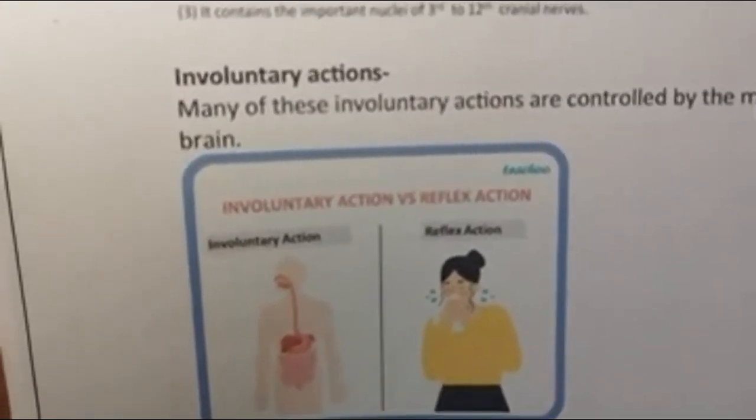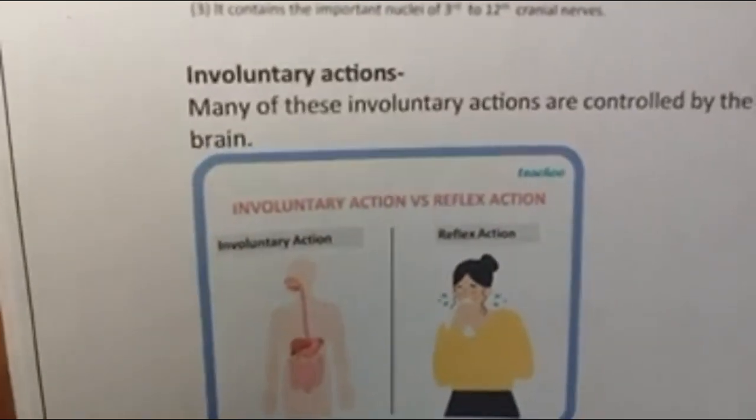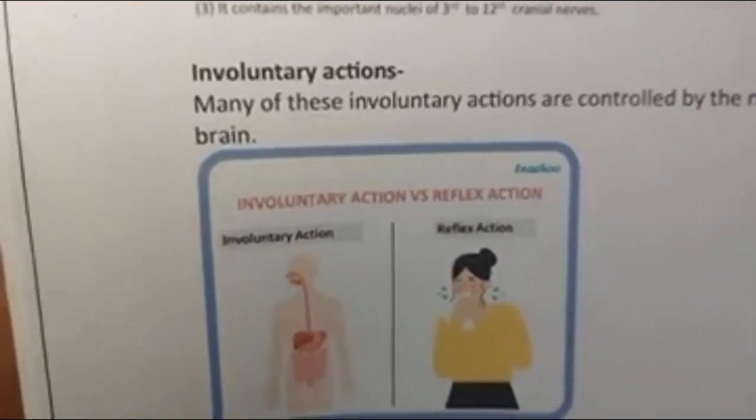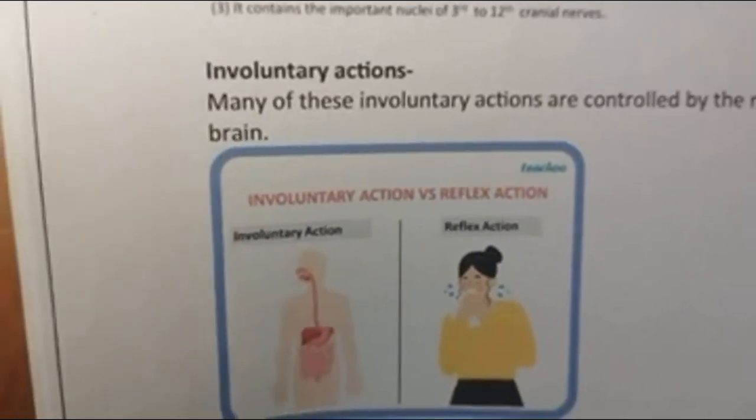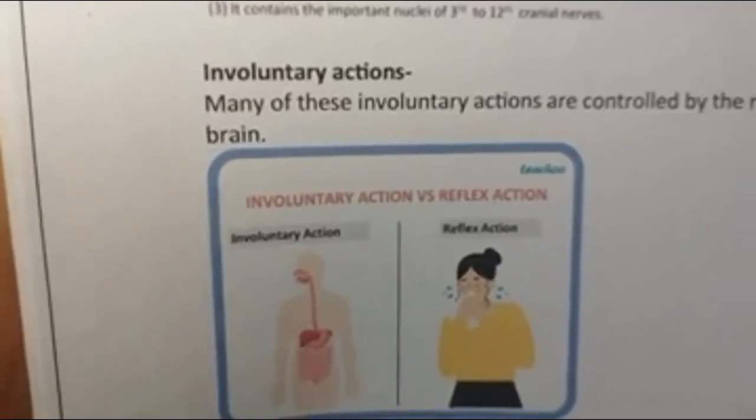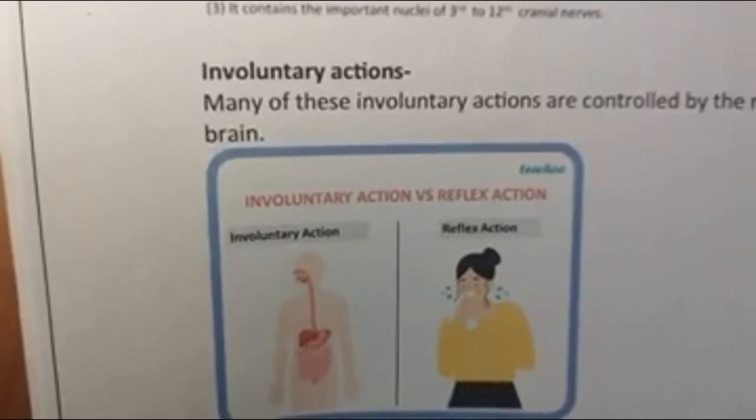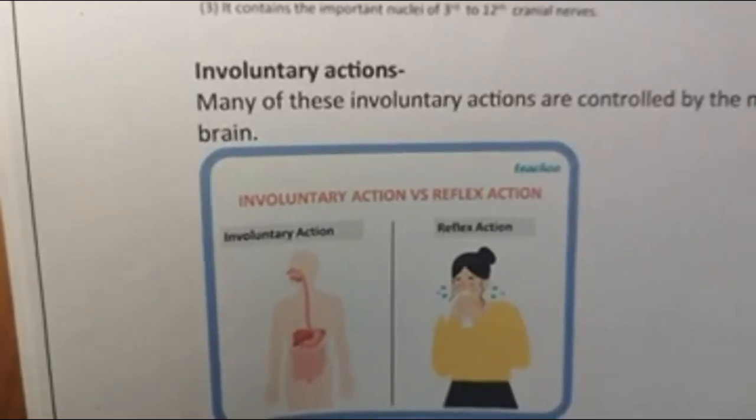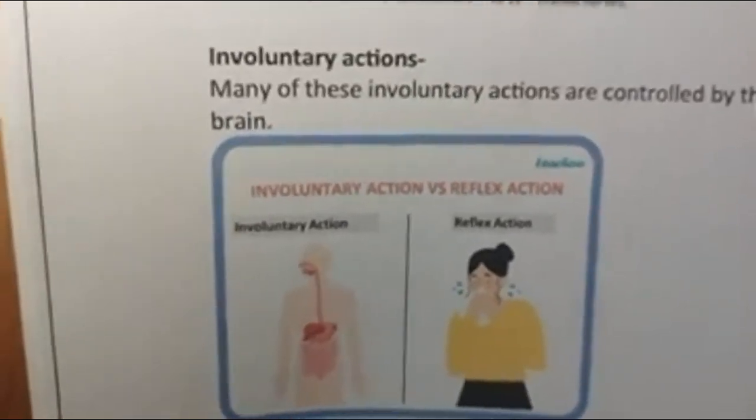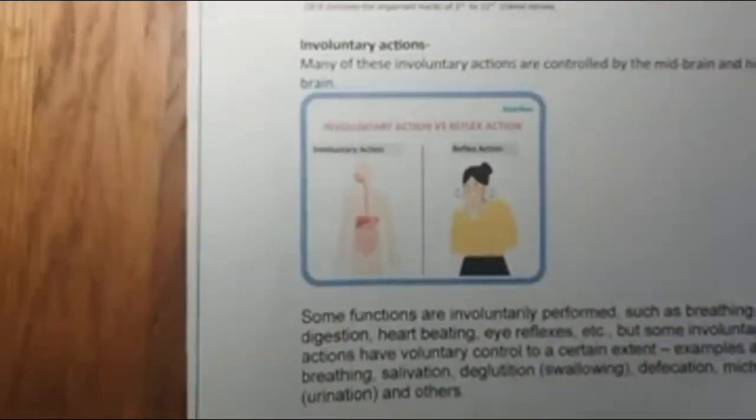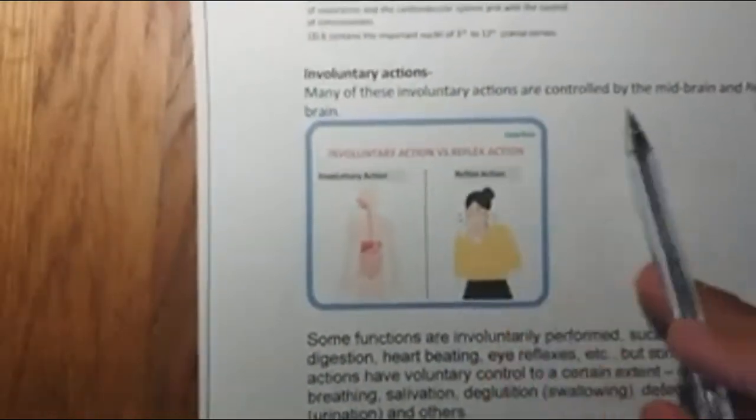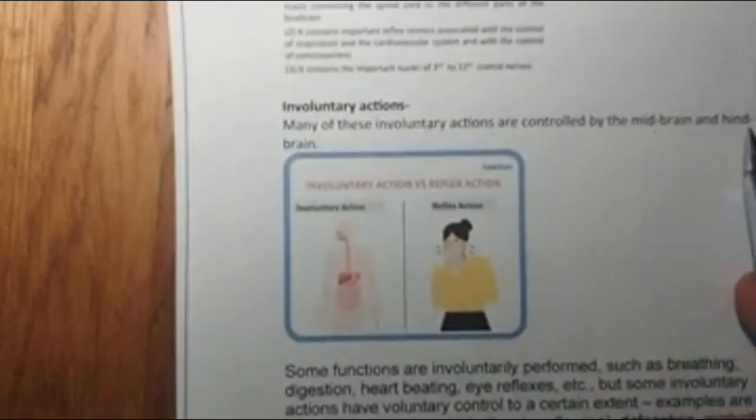balance of the body. So if these actions don't happen, then it is difficult for that person to balance, to conduct fine motor activities, or to carry out the controlled activities. So many of these are controlled by midbrain and hindbrain.